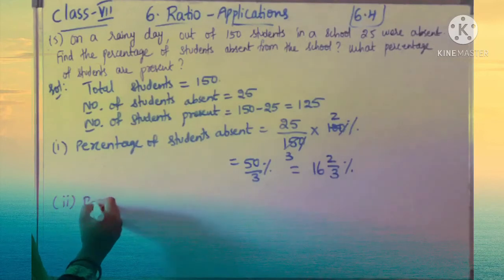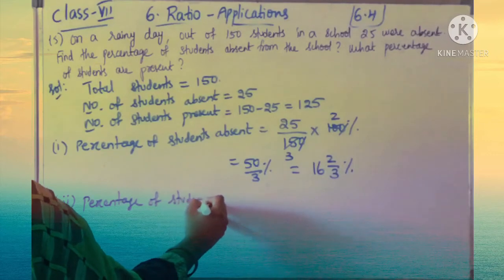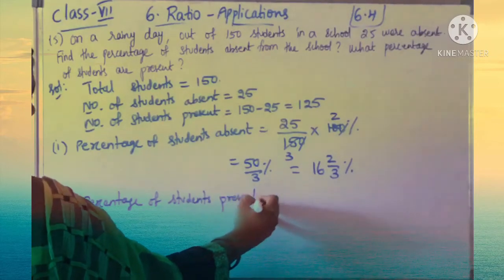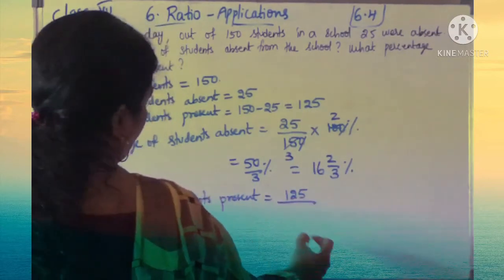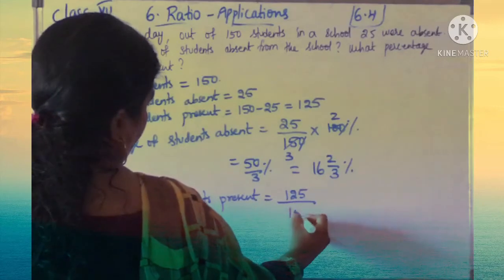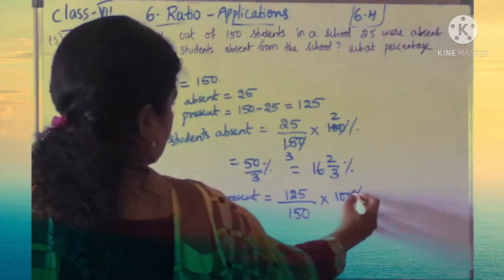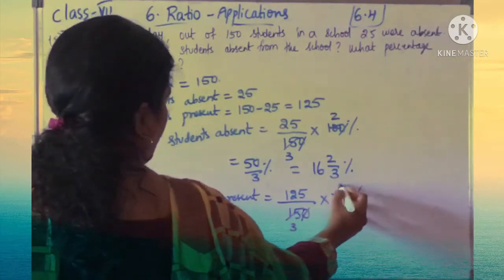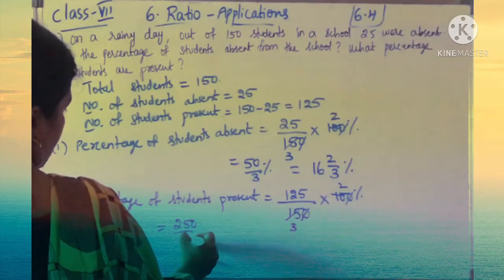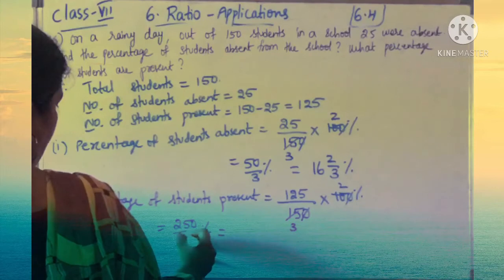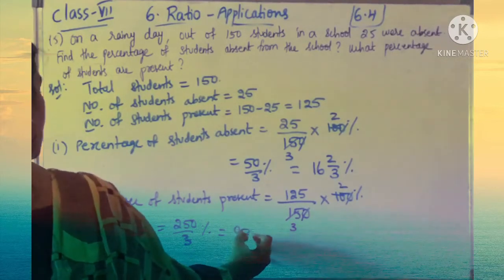Now we need to find the percentage of students present. So how many students are present here? 125. 125 out of how many? 150. So 125 by 150 into 100%. So you can cancel 0, 0, 5 3s are, 5 2s are. So 125 2s are how much? 250. 250 by 3 percentage. That is nothing but 8 3s are 24, 80, 3 1 by 3%.